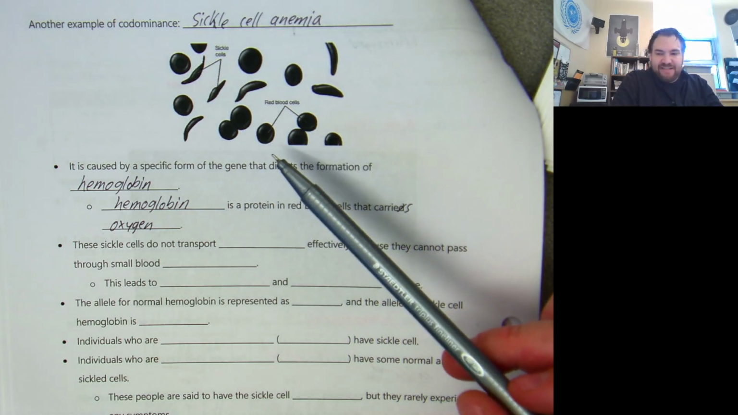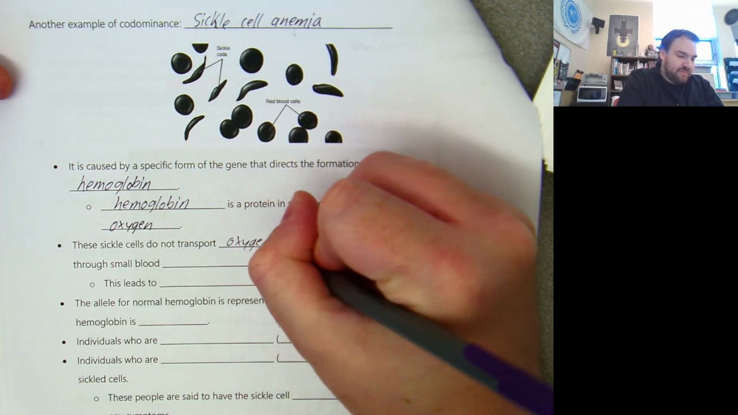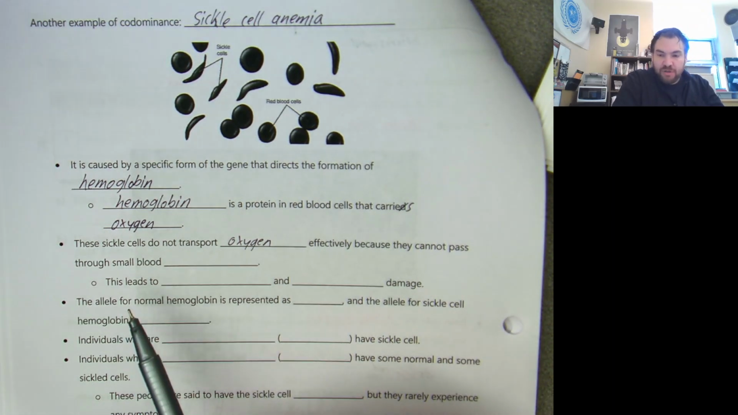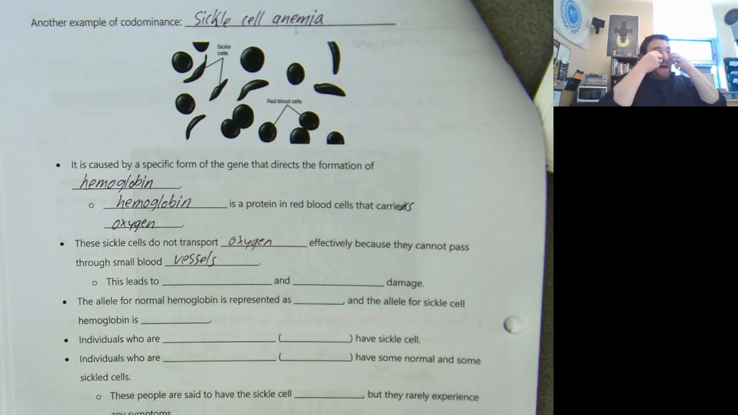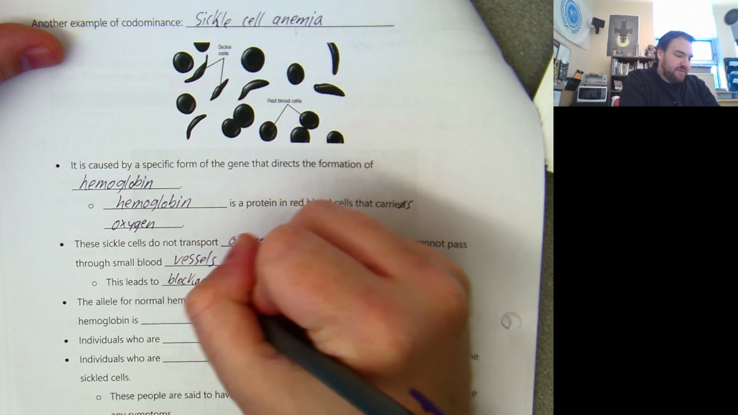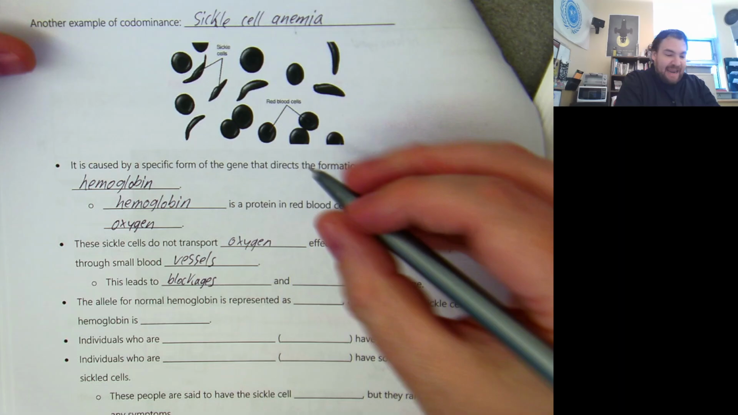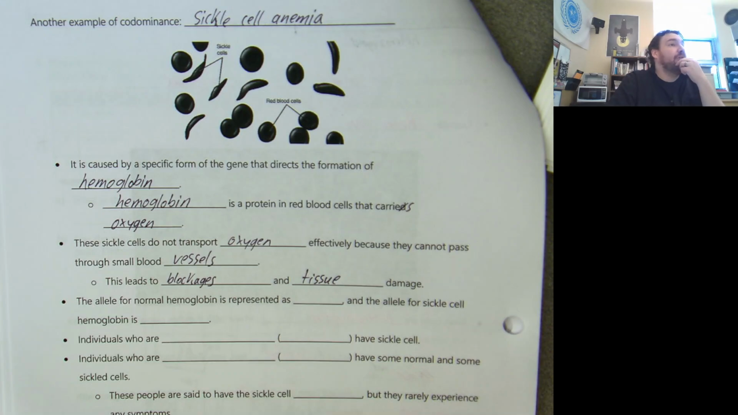Red blood cells that have that sickle shape do not transport oxygen effectively because they cannot pass through small blood vessels because of their odd shape. Unless they're oriented perfectly, they don't fit. And this leads to blockages in your blood vessels. It can lead to heart attack or stroke. And tissue damage. Tissue damage because blood vessels are getting torn apart, perhaps. Or tissue damage because there's parts of your body that need oxygen that aren't getting it.